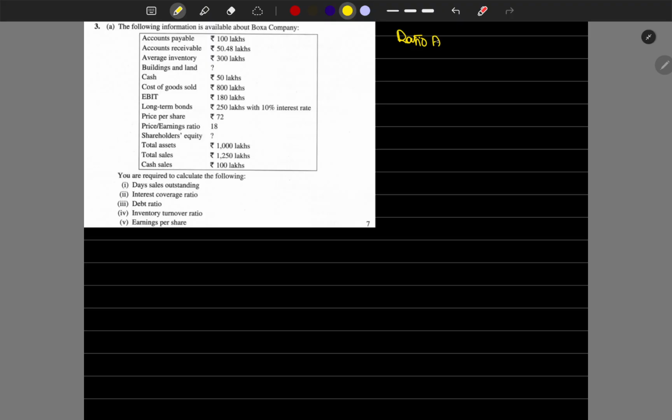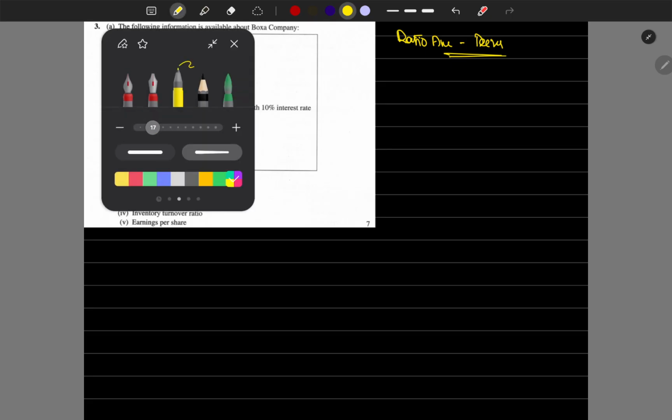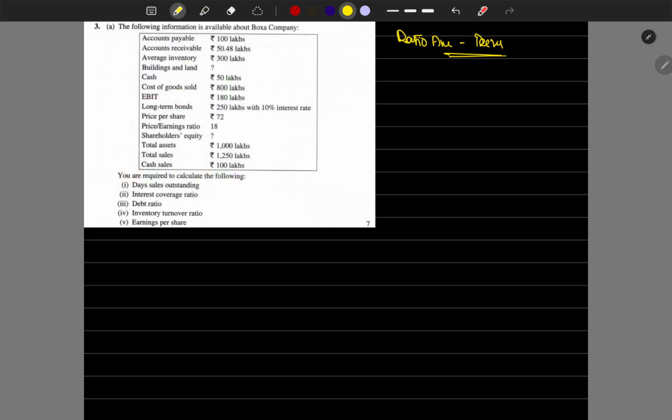Today we are solving the ratio analysis problem from December 24. What they have asked us to find out is day sales outstanding. What the things are is not important; we'll go with the ratios they have given. The first thing is day sales outstanding, the credit collection period, based on credit sales.